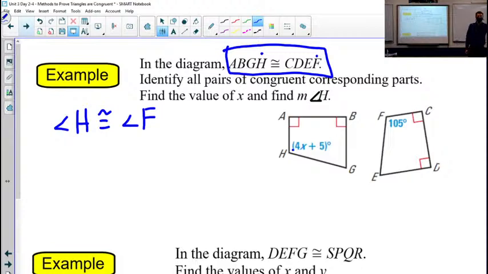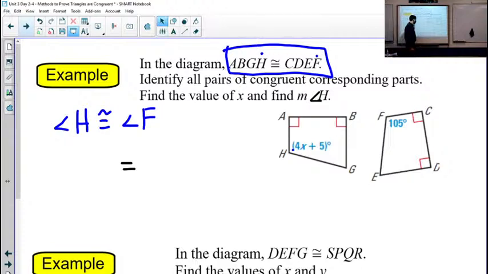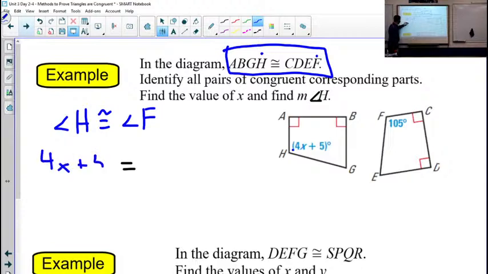So since those are congruent, they're going to measure the same. So we're going to make those equal to each other. So h was the 4x plus 5. And what was f? F was 105. So those two should be equal. That's going to help us solve for x there.